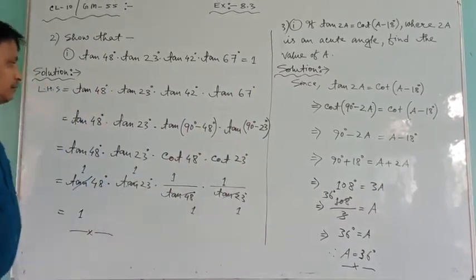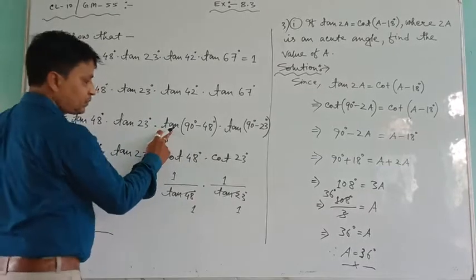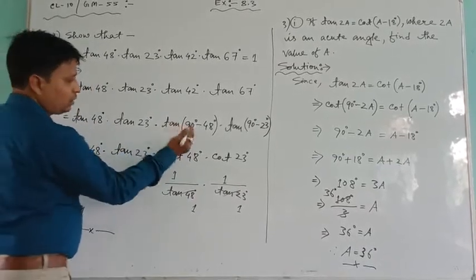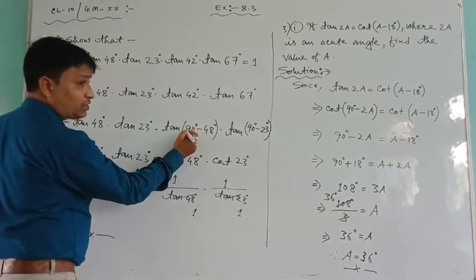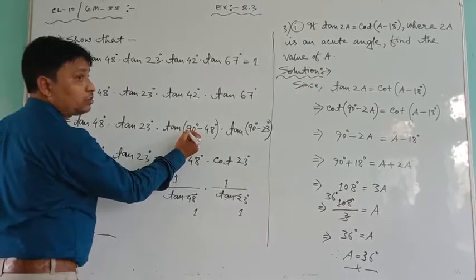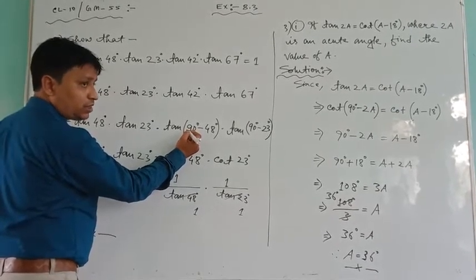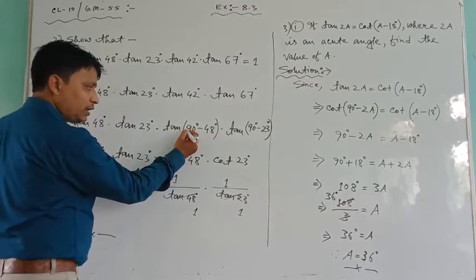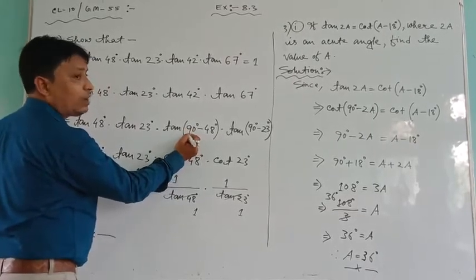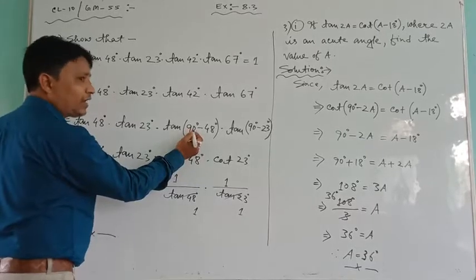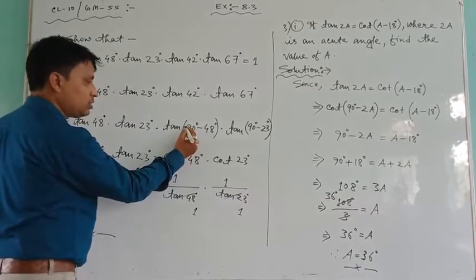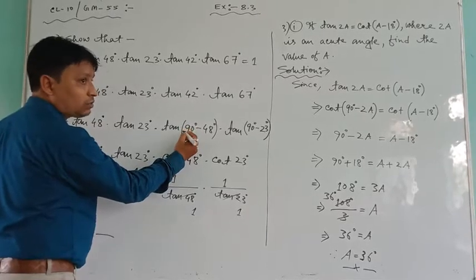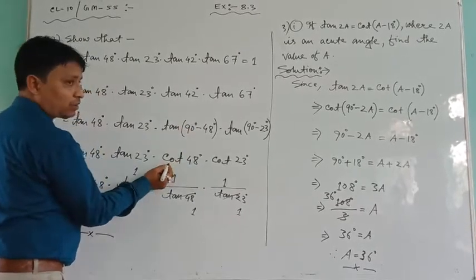Clear? Next step, tan. Quadrant rules, now you see 1 into 90. So 1 is an odd number, so we need to change the ratio. If suppose this one is 180 degree, so 2 into 90, 2 is even, then no need to change the ratio. So this one is odd: 1 into 90, 1 is odd, so tan changes into cot.